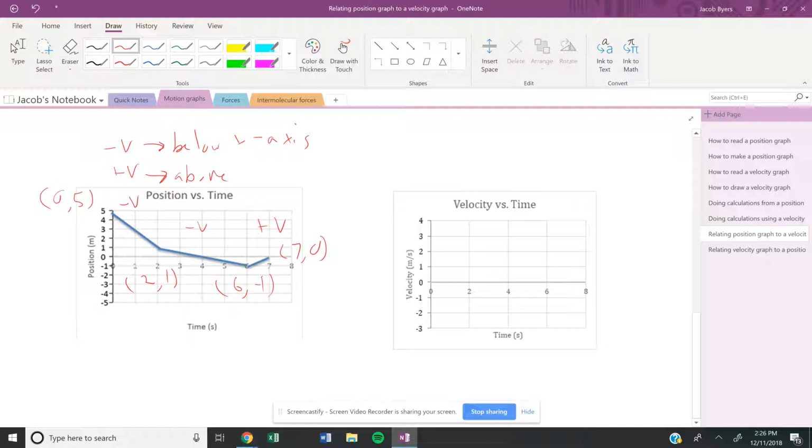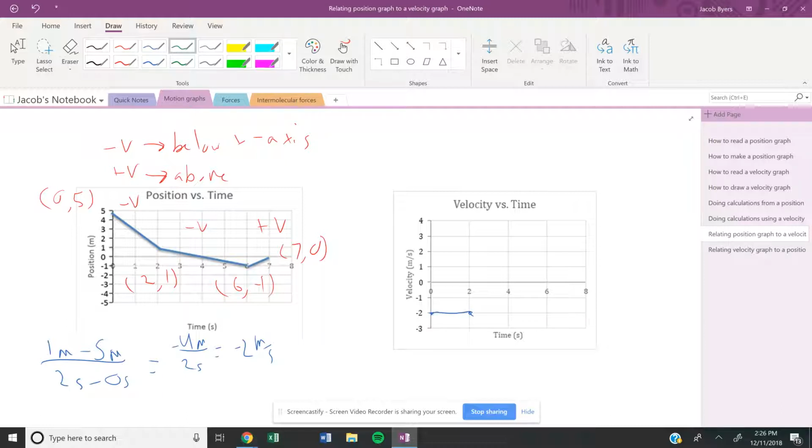So for this first segment of constant velocity, we end at 1 meter, and we start at 5 meters over 2 seconds minus 0 seconds gives us negative 4 meters over 2 seconds, so negative 2 meters per second. So from time 0 to time 2, we are moving at a constant negative 2 meters per second. So we can go ahead and draw that line there.